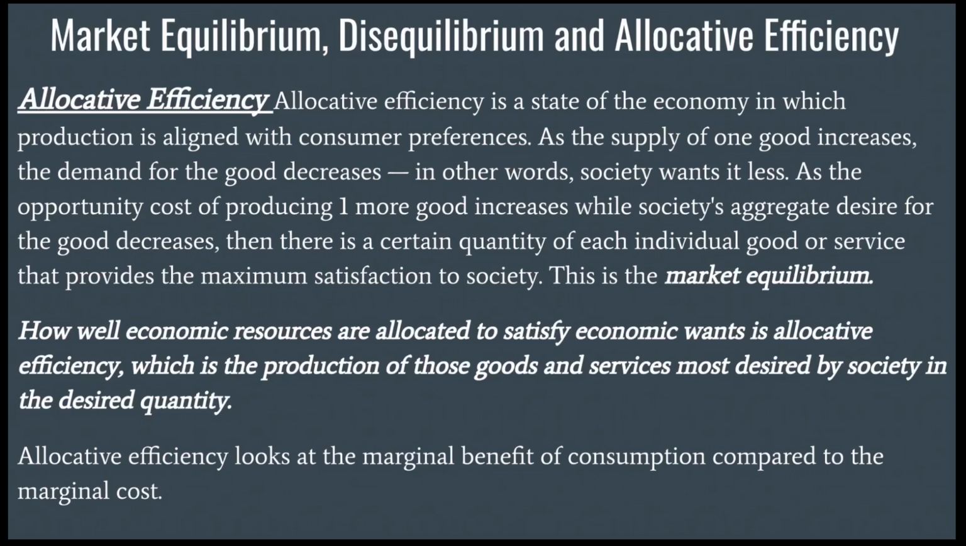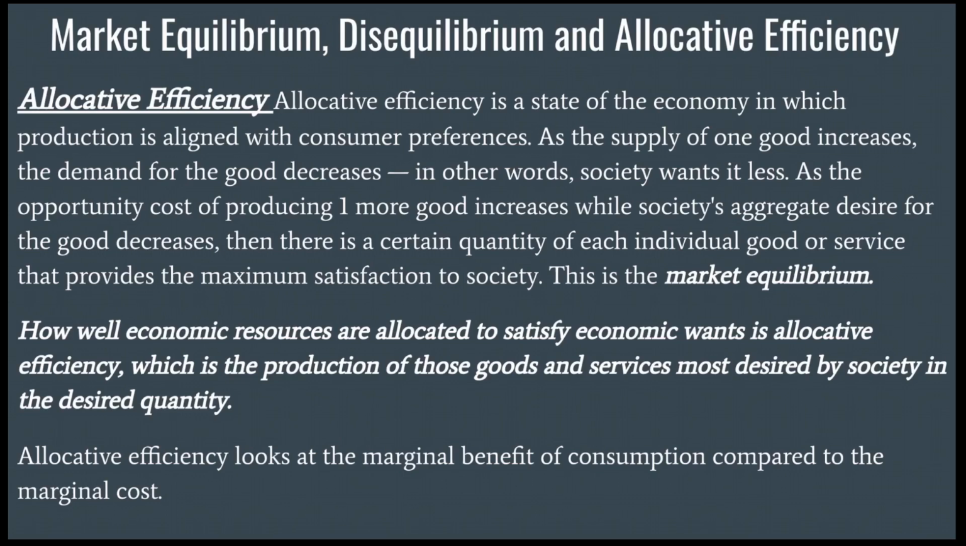As the supply of one good increases, demand for the good decreases. In other words, society wants it less. As the opportunity cost of producing one more good increases while society's aggregate desire for the good decreases, then there is a certain quantity of each individual good or service that provides the maximum satisfaction to society. This is the market equilibrium.